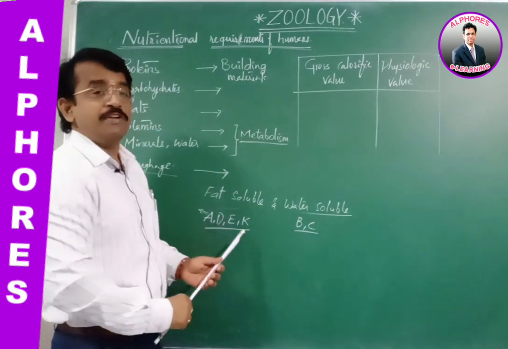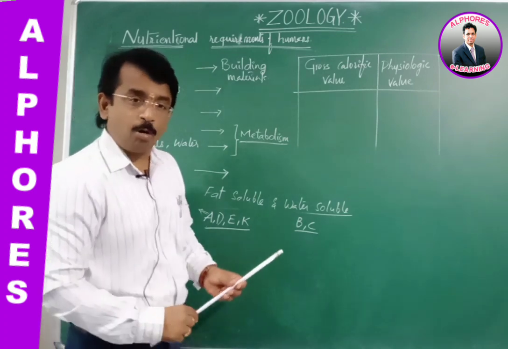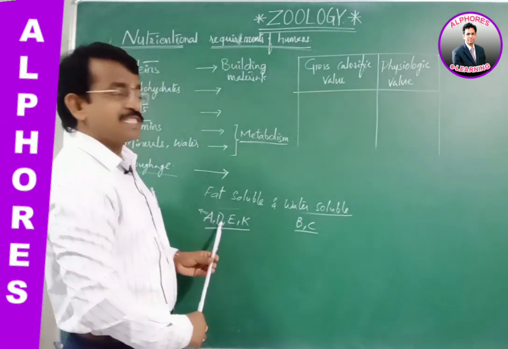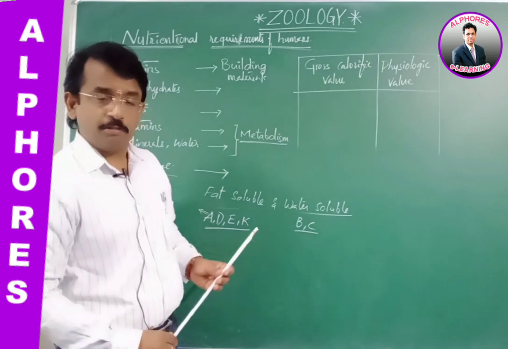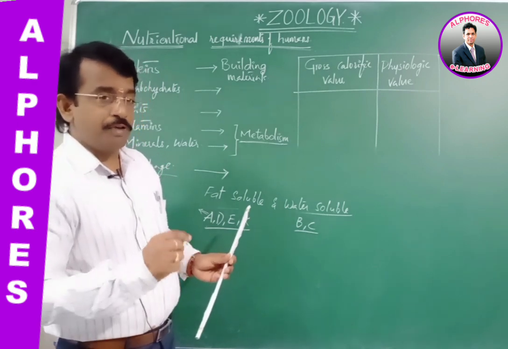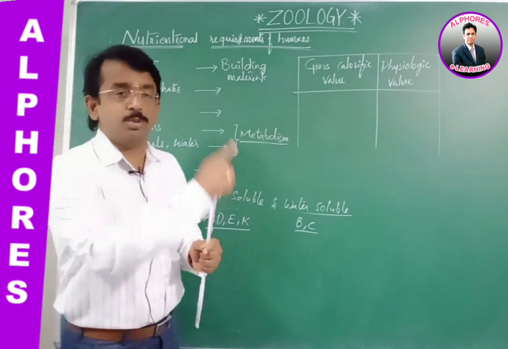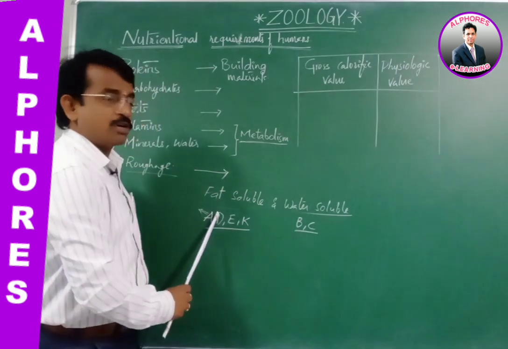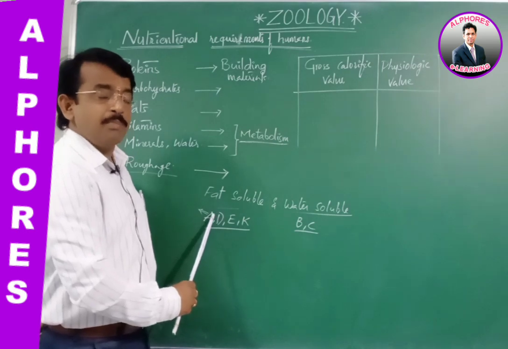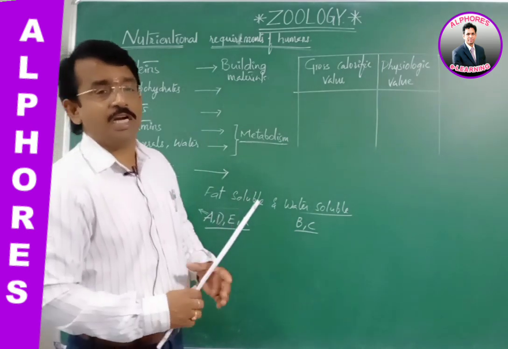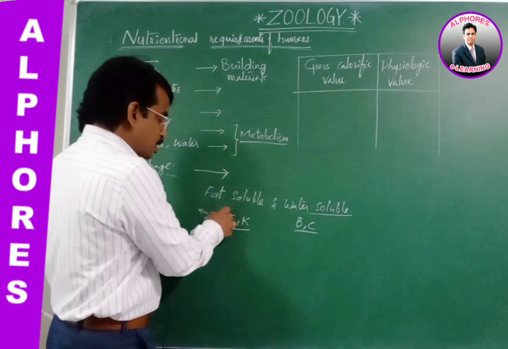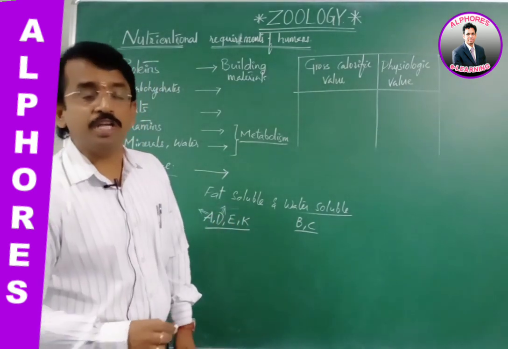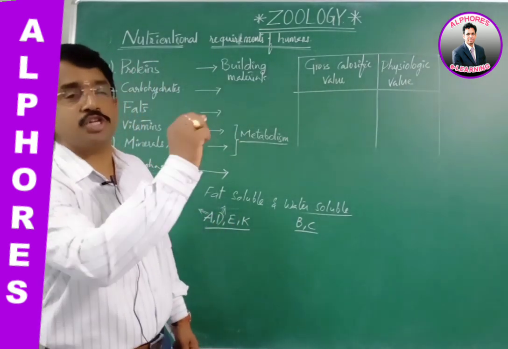Next, vitamin D, called calciferol. It is also said to be the sunshine vitamin. That is, if we expose our skin to the sun, 7-dehydrocholesterol, which is present in our skin, is converted into vitamin D. Mammalian skin has 7-dehydrocholesterol, and on exposure to sunlight this is converted into vitamin D. That's why it is a sunshine vitamin.